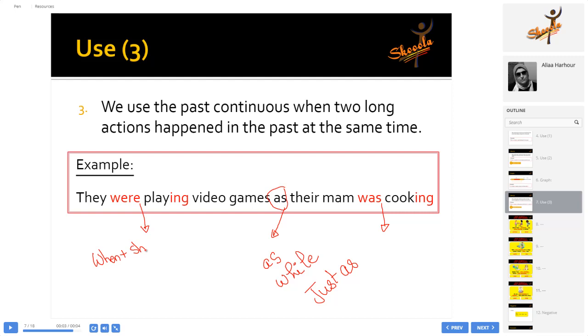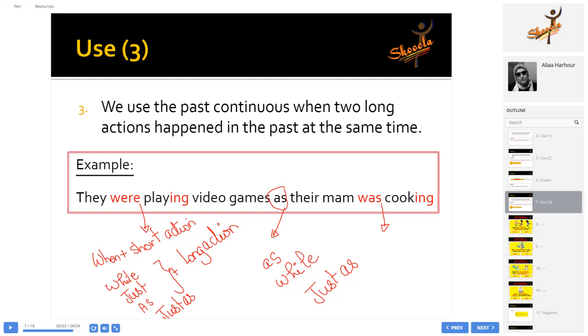What do I mean by short action? Do you remember? The short action was past simple tense. We call it the short action. Whenever I find while or just or as, or sometimes just as, they are all the time followed by the long action.